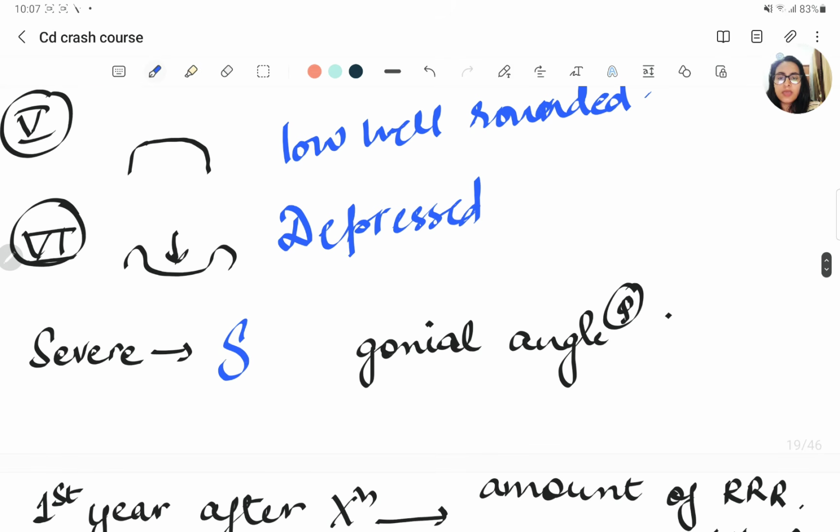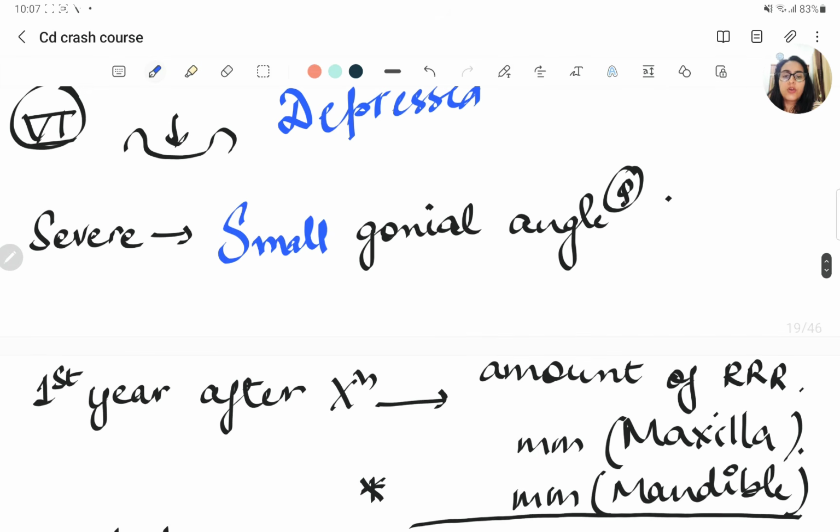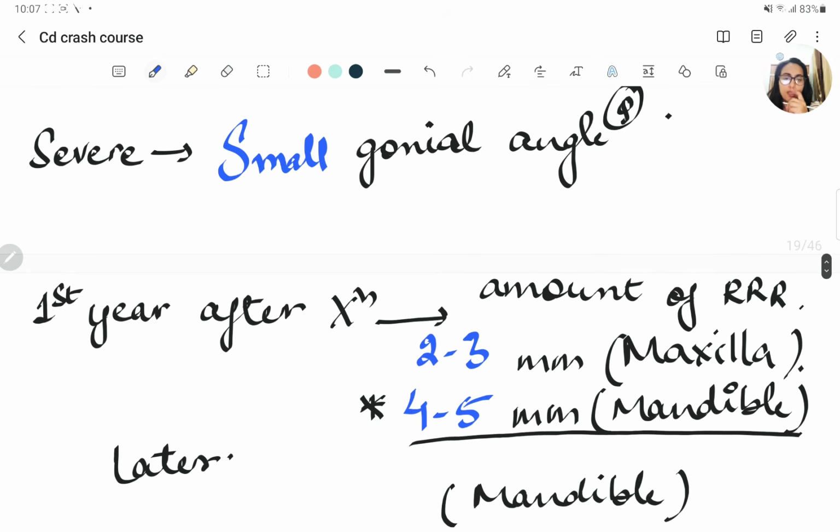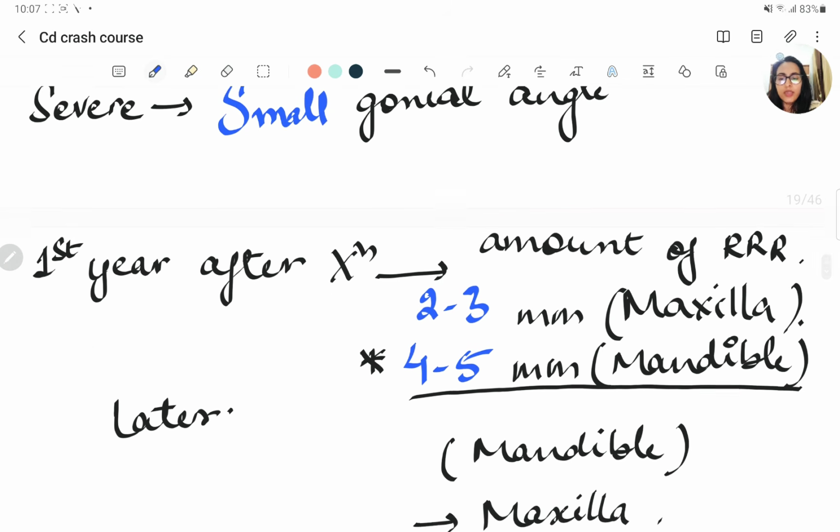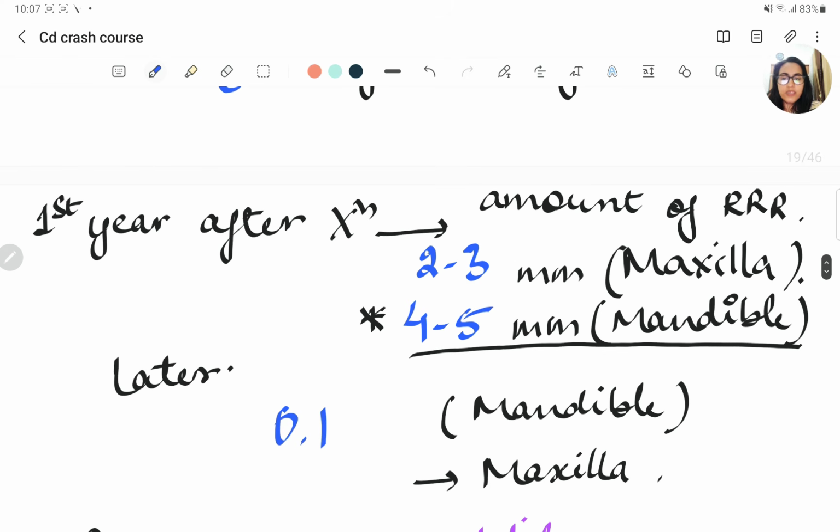In case of severe residual ridge resorption, the gonial angle is going to be small. In the first year after extraction, the amount of residual ridge resorption we see in the maxilla is 2 to 3 millimeters, and we know resorption is more in the mandibular arch. In the mandible, it is 4 to 5 millimeters 1 year after extraction, and later on in the mandible we see 0.1 to 0.2 millimeters per year, and in the maxilla it is 4 times less compared to the mandible.